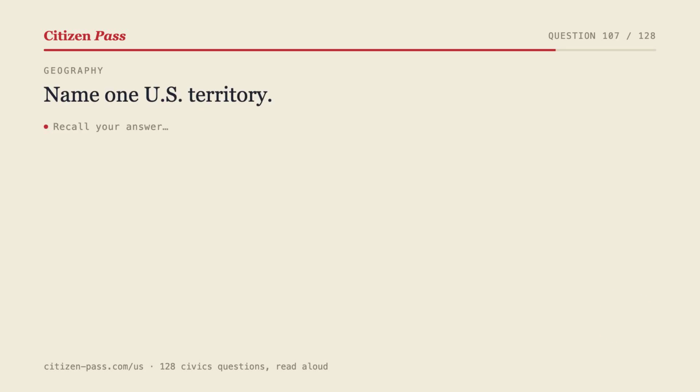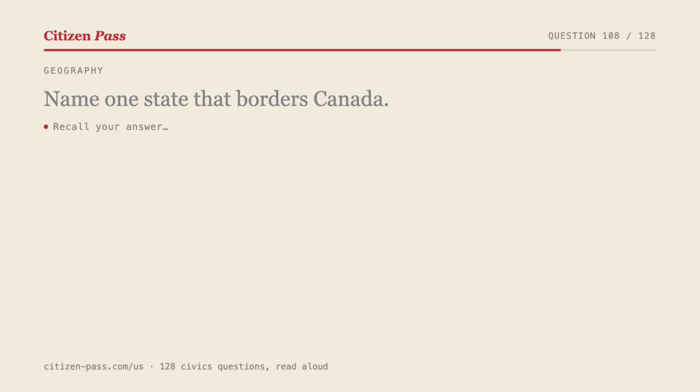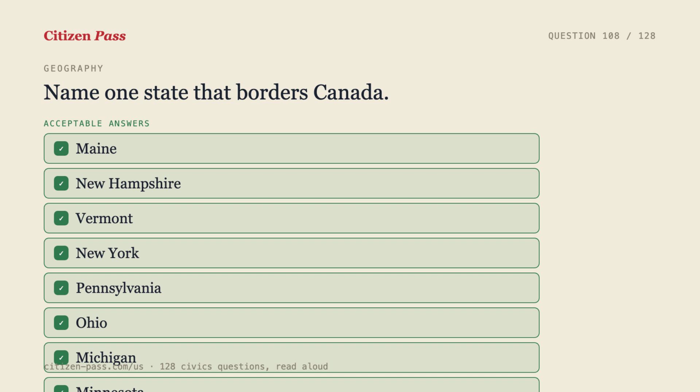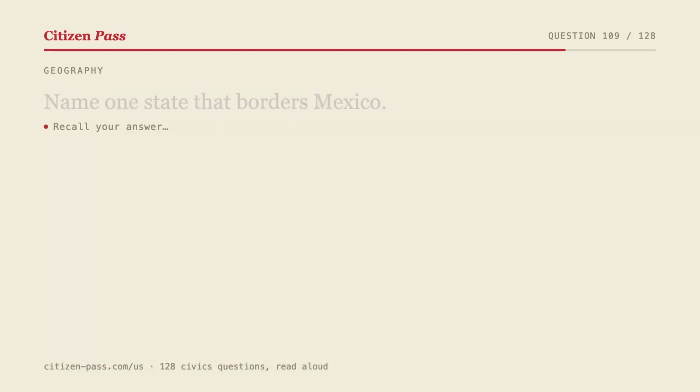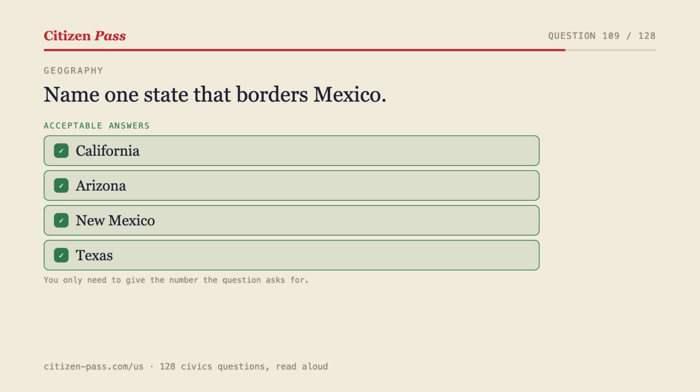Name one U.S. territory. Acceptable answers include Puerto Rico, U.S. Virgin Islands, American Samoa, Northern Mariana Islands, or Guam. Name one state that borders Canada. Acceptable answers include Maine, New Hampshire, Vermont, New York, or Pennsylvania. Name one state that borders Mexico. Acceptable answers include California, Arizona, New Mexico, or Texas.